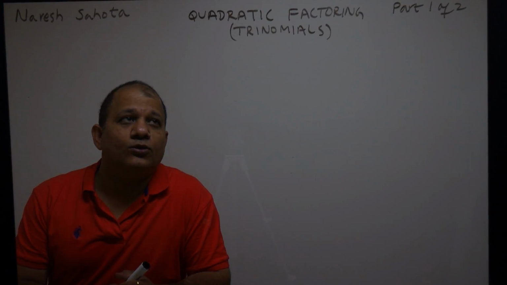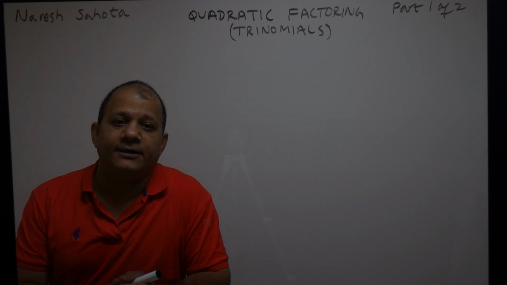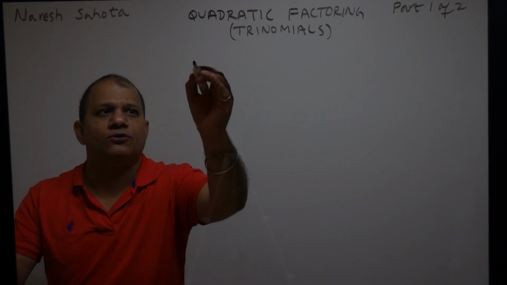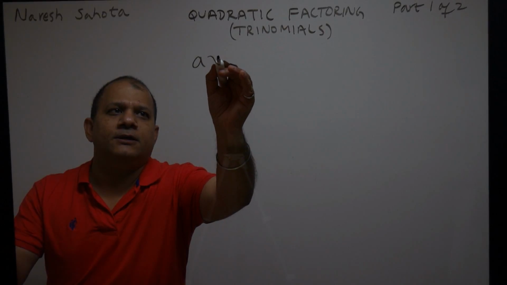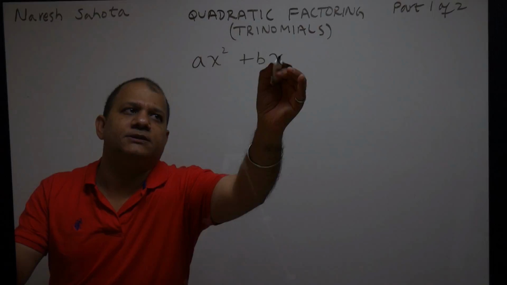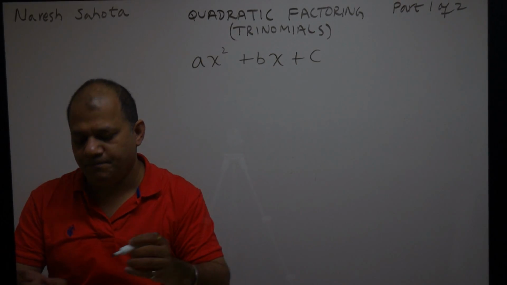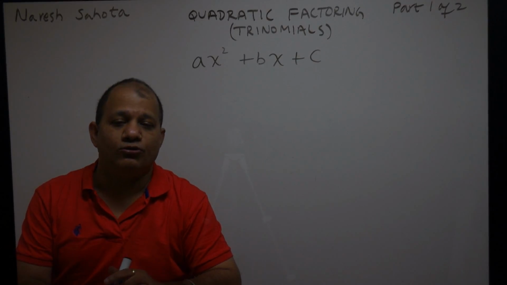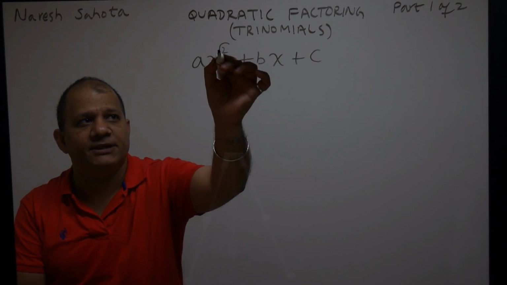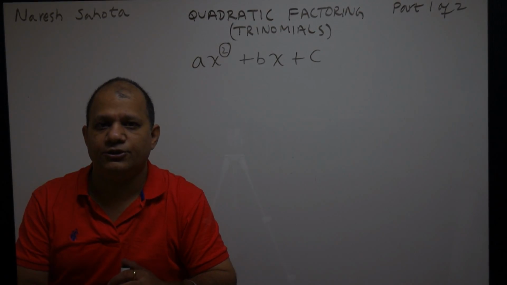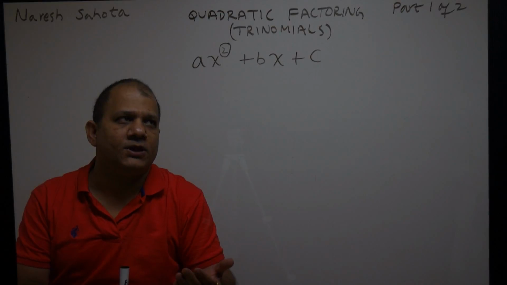In this tutorial, we're going to learn quadratic factoring, factoring trinomials. A trinomial is something that has three terms. A quadratic is written in this form: ax squared plus bx plus c. This is a trinomial because it's got three terms, and it's quadratic because the highest degree, or the highest exponent on the variable, is 2. So it's a second degree.